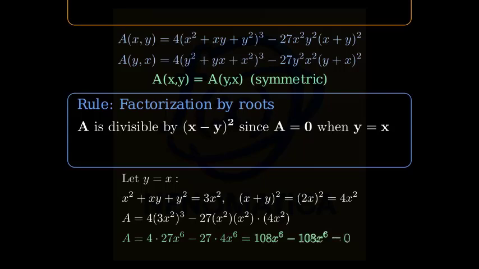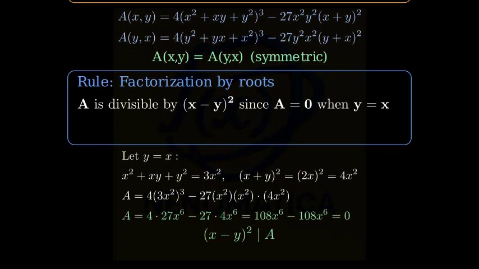Substitute y equals x. The quantity x squared plus xy plus y squared becomes 3x squared, and the quantity x plus y becomes 2x. We get 4 times (3x squared) cubed minus 27x squared times x squared times (2x) squared. That is 108x to the 6th minus 108x to the 6th, which is 0. So the expression is divisible by the square of x - y.